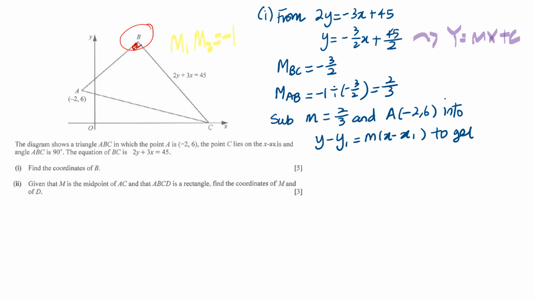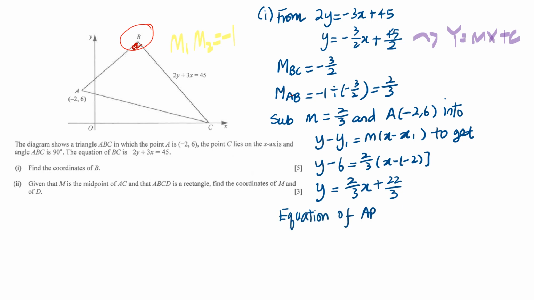Use the concept that we have applied earlier in the earlier questions. Here we have to substitute point A because there's only one point on the line AB, and that's point A. So we found the equation of AB. Solve it simultaneously with the equation of BC.